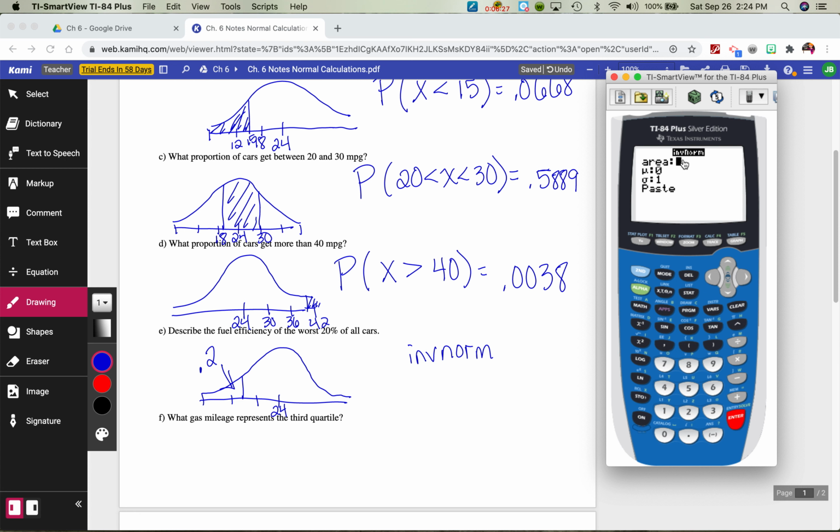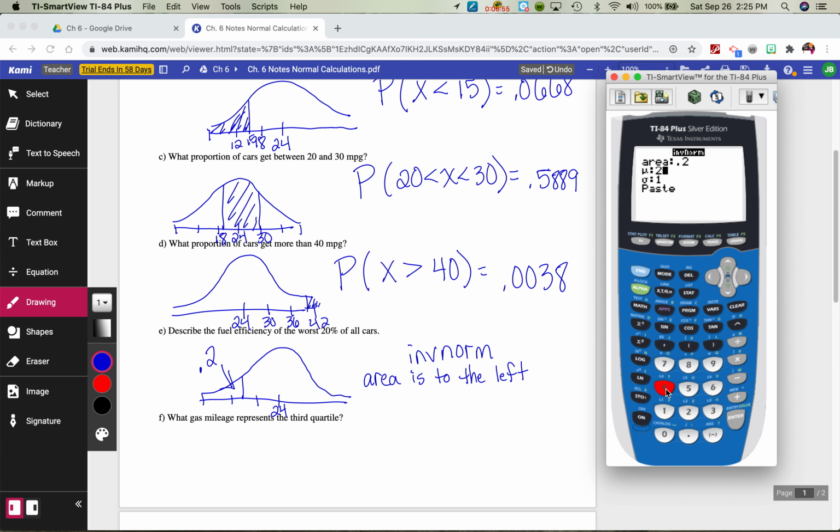And then it gives us a little prompt for the area. So the area always has to be to the left. So my area, and I'm going to write that down. So area is to the left. So if I were being asked for the upper 20, the highest 20%, I'd still have to put in a 0.8. I'd put in a 0.8 because I have to put in the area to the left. So remember that. So that's kind of like the picture.